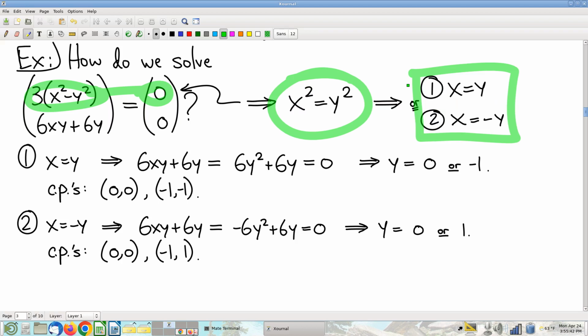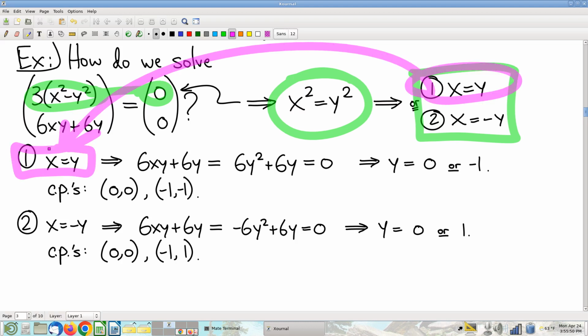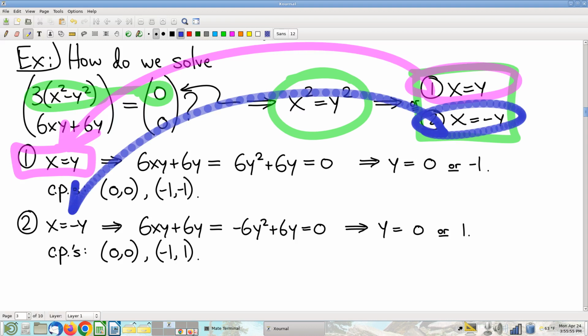It could be either. So what we have to do here is break this down by cases. I've got to look at the x equals y case, and then separately, I have to look at the x equals negative y case also. You have to look at both. Otherwise, you will miss critical points. And of course, that's bad.